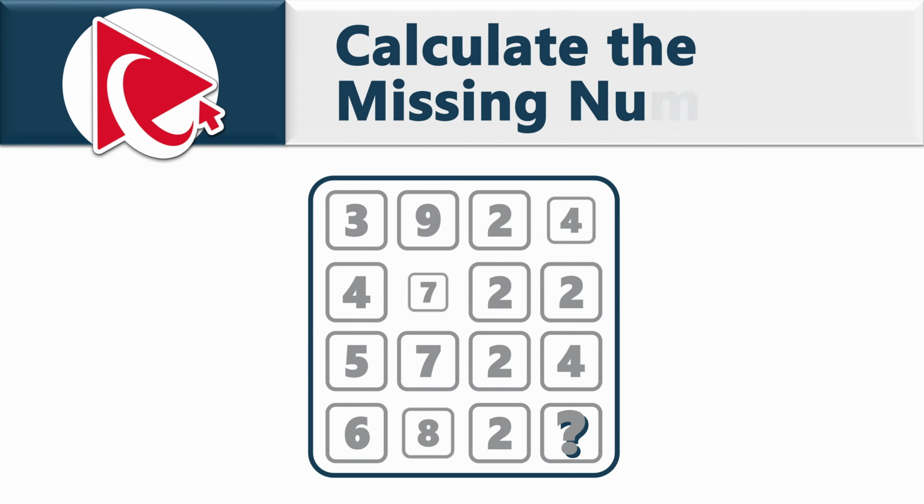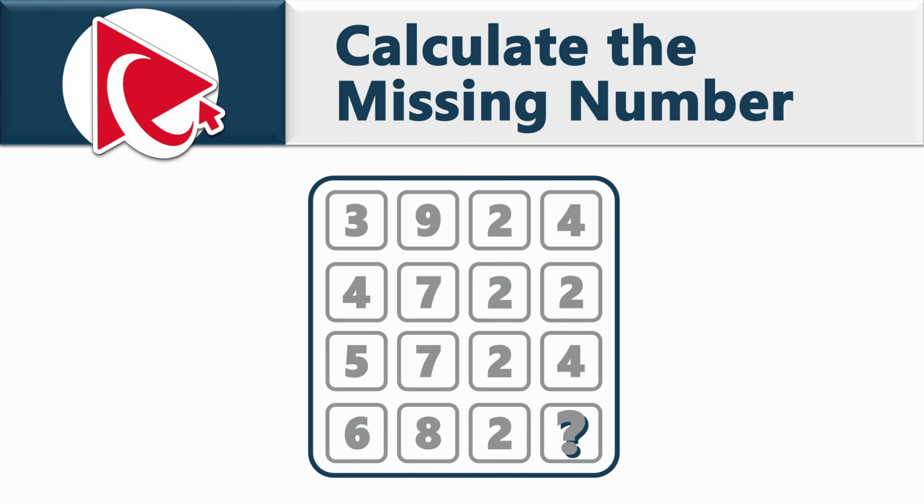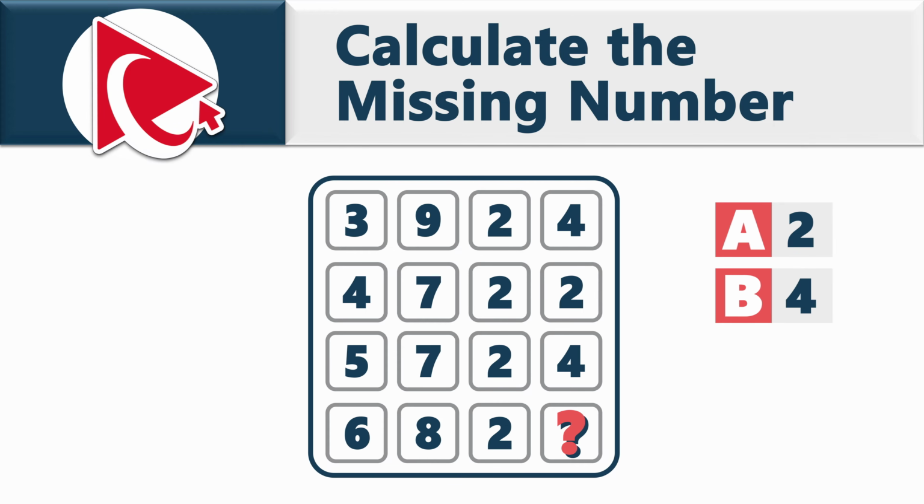You're presented with a square, which has 16 numbers inside, and 1 number is missing. The numbers are, starting from the upper left corner, 3, 9, 2, and 4 in the first row, 4, 7, 2, and 2 in the second row, 5, 7, 2, and 4 in the third row, and then the last row contains numbers 6, 8, 2, and then comes the missing number, which you need to calculate and select out of 4 possible choices. Choice A, 2, choice B, 4, choice C, 6, and choice D, 8.